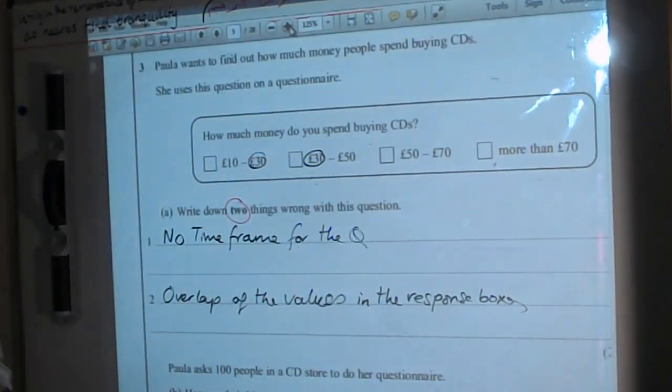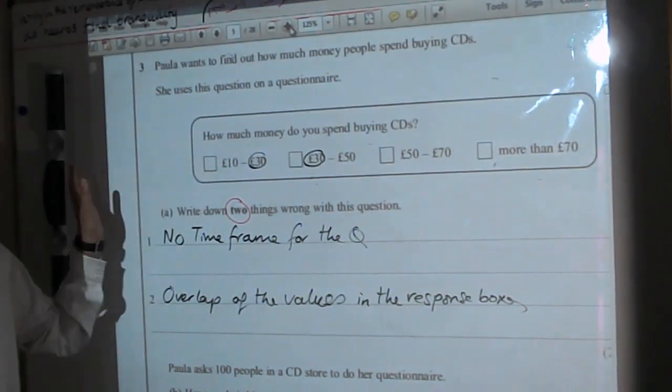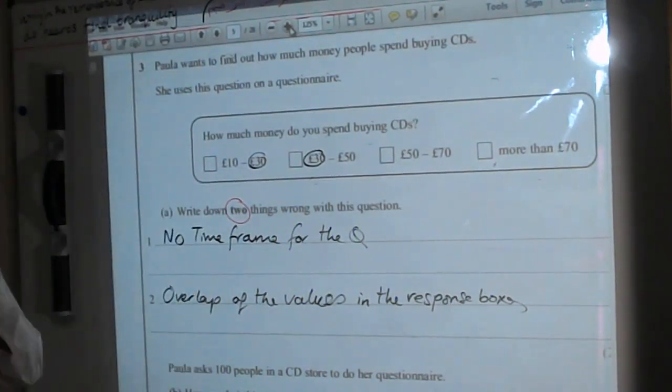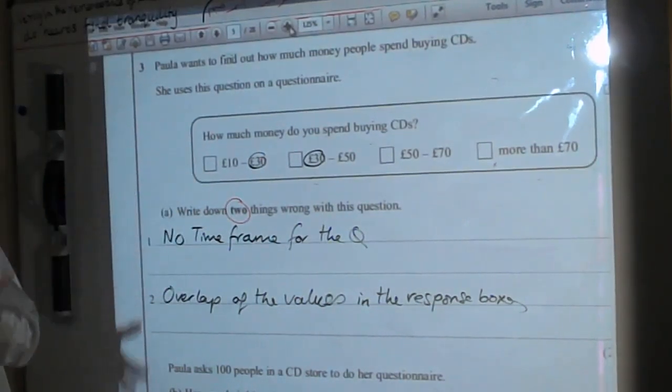Okay, are we happy with those 2 possibilities? What else could you write down as well? Another possible answer: no boxes under £10. So your answer is not exhaustive. It doesn't cover everything. So what happens if you spend less than £10? Where do you put that answer? That could be a third possible alternative.